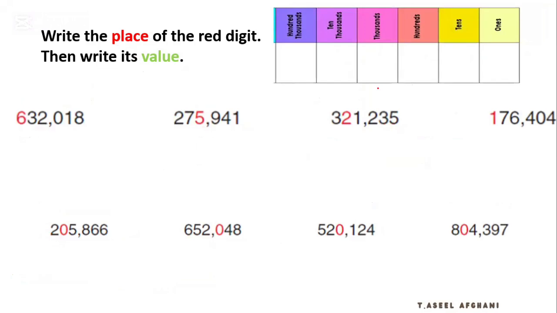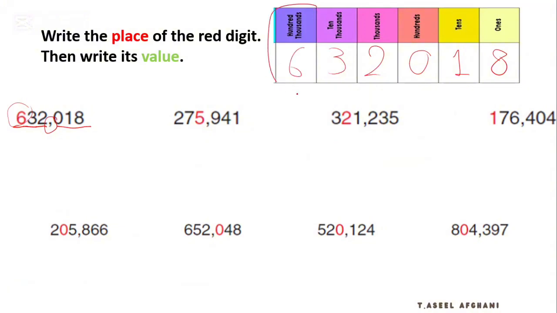Another question in the same technique and the same pattern. You have this number. Can you read it? 632,018. So we want to study and mention the place and value of number 6. You have 8 in the ones place, 1 in the tens place, 0 in the hundreds place, 2 in the thousands, 3 in the 10,000s, and 6 in the 100,000s.